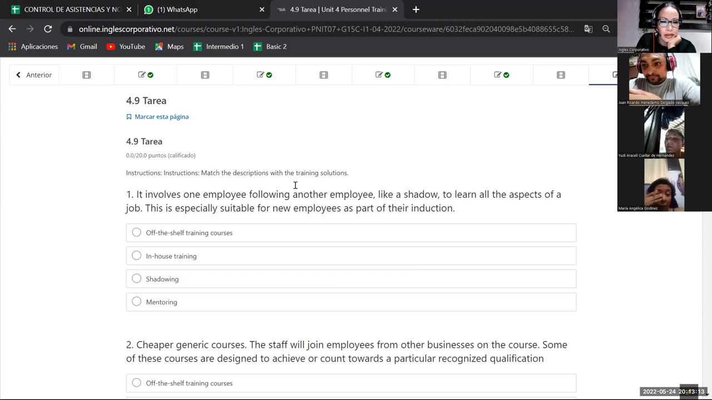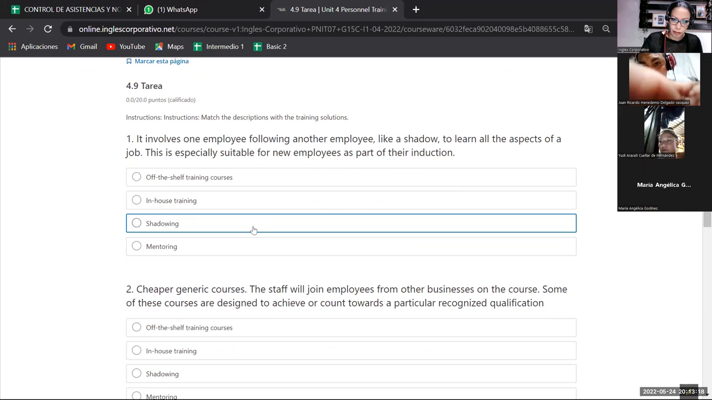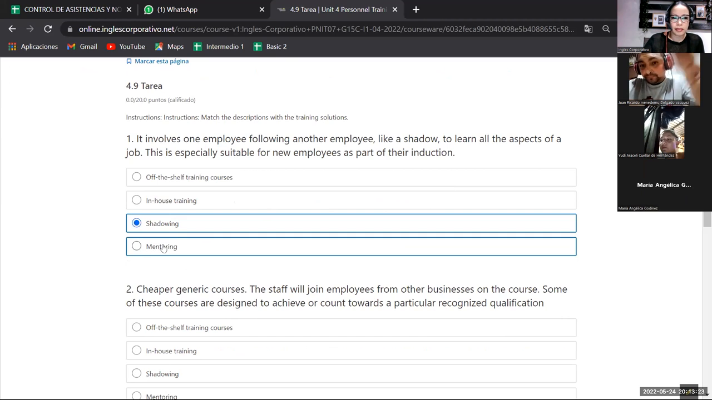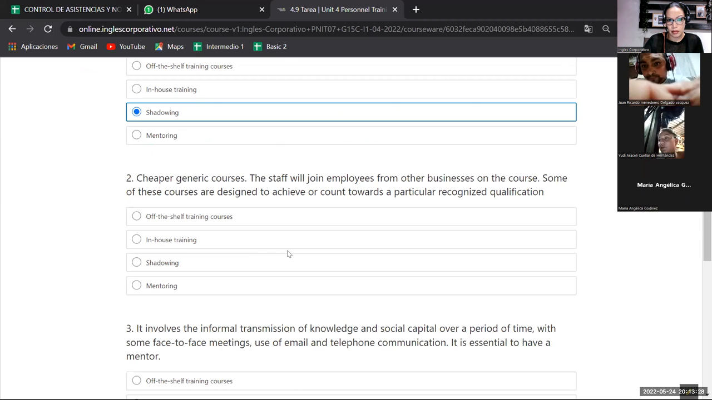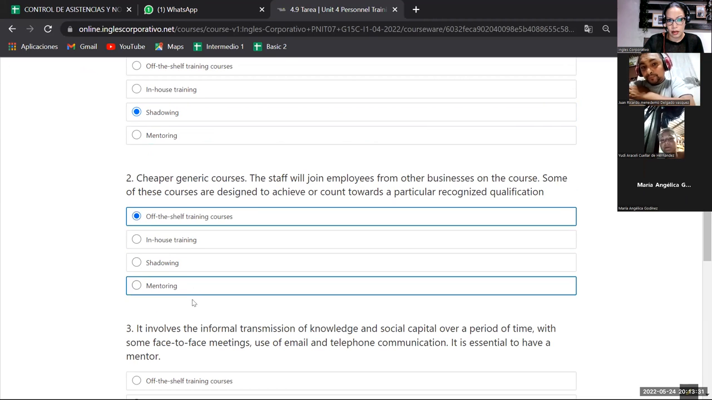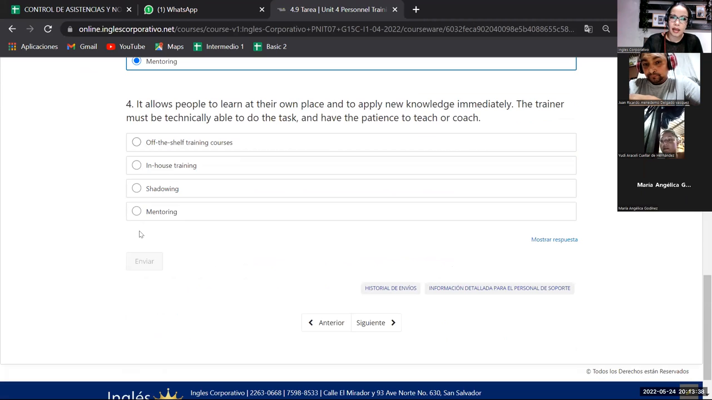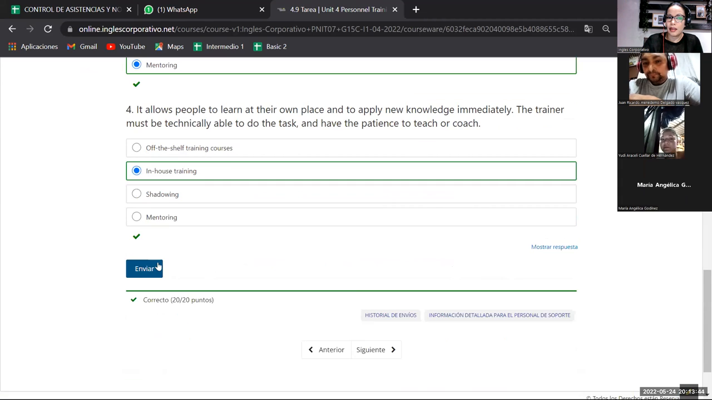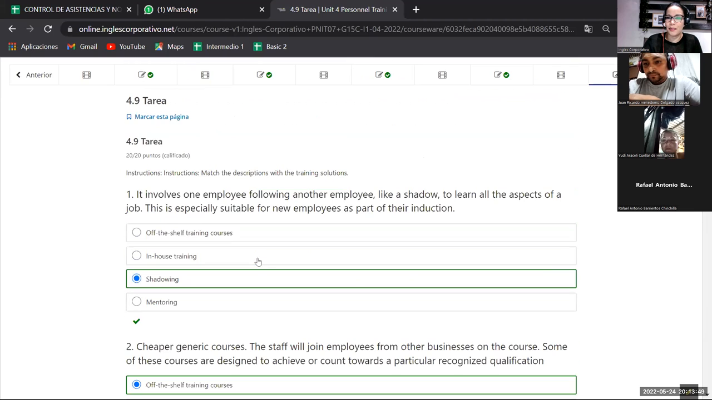Match the description with the training solution. Okay, what do you got here? Shadowing. Shadowing. Okay. Number two, the self-training course. Number three, mentoring. And four, in-house training. Okay, they are showing correct. Very good job. Thank you so much.